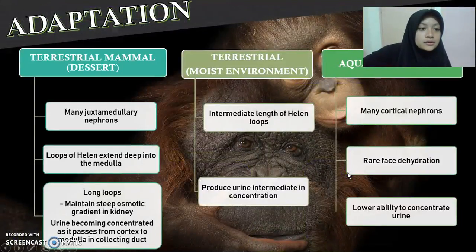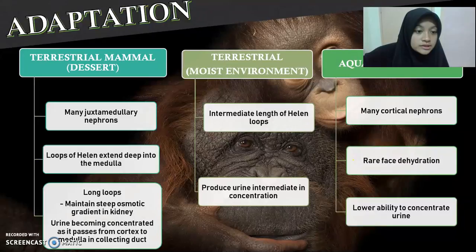So what I can conclude about the adaptations of terrestrial mammals is that if the animal has many juxtamedullary nephrons, it will produce concentrated urine. This will prevent water loss. So this is how they adapt in situations where there is less water.